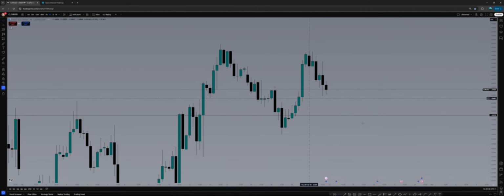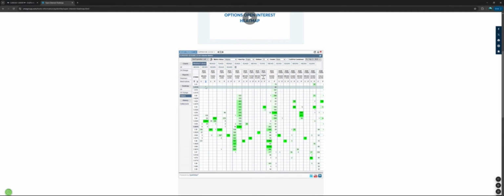And this is where I drew it, 1.0425, which simply means that a lot of traders are betting that price is going to drop below this price level. And remember, have this at the back of your mind: it has an expiration date.